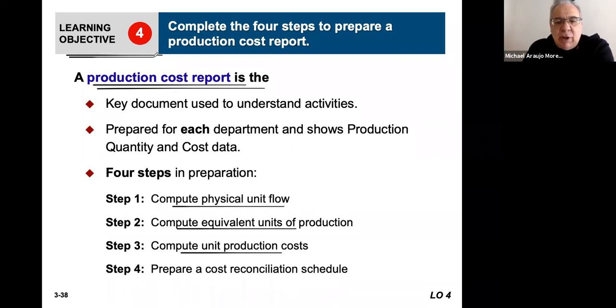Okay, so each department prepares one of these production cost reports. And it's really important to understand what activities are involved in manufacturing, in the production of a good, whatever they're working on.